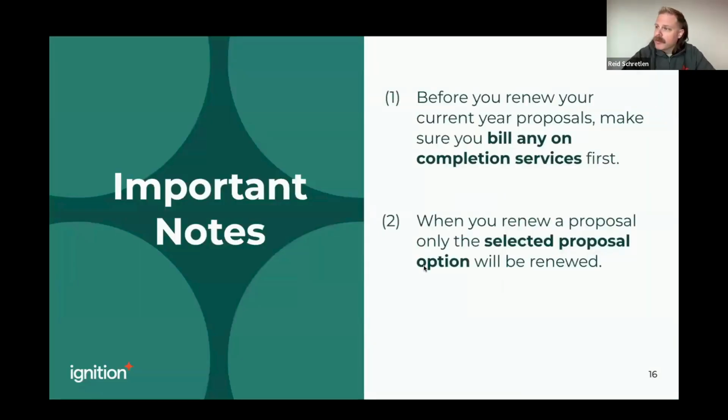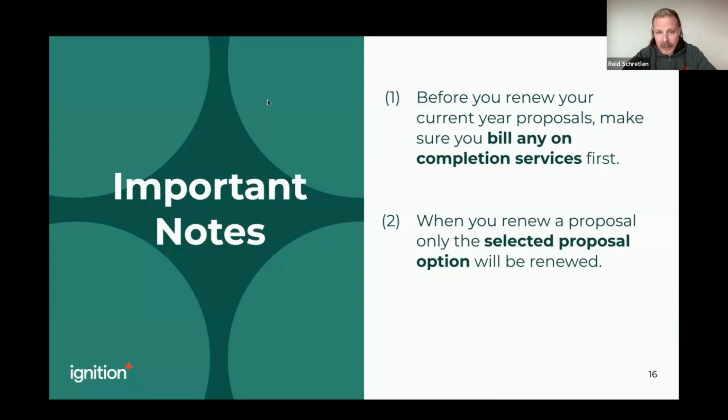A couple quick important notes. Again, if we're doing the renewal process, the new proposals are going to replace the old ones, and those services get replaced as well. So if you have any on completion billing that you haven't yet done, make sure you get that on completion billing done before we renew those proposals, because otherwise those on completion services get replaced and then we'll potentially miss billing that work. So if you have anything that hasn't been billed, just go through and get that done first.